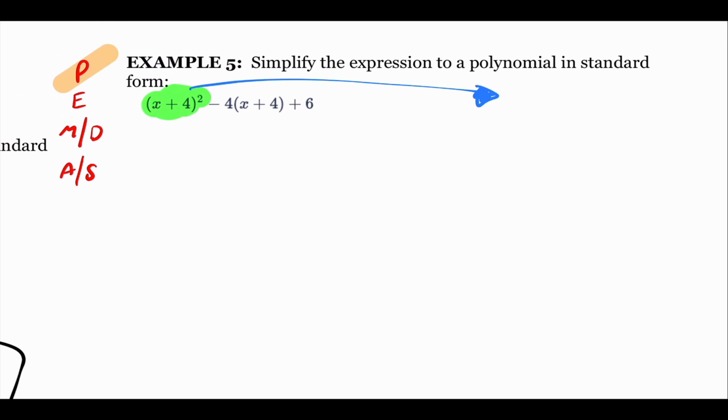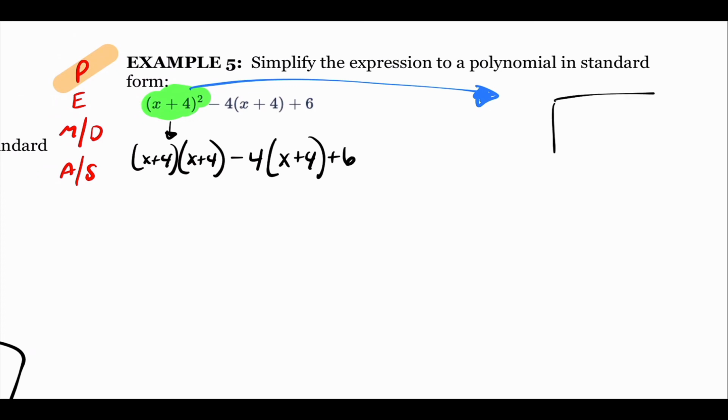How do I multiply? What am I going to do to multiply x plus 4 and x plus 4? Because this is what it means, right? X plus 4 and x plus 4. I'm going to use the box. That's why I drew the little arrow over here, because I'm going to use the box. x plus 4 and x plus 4.